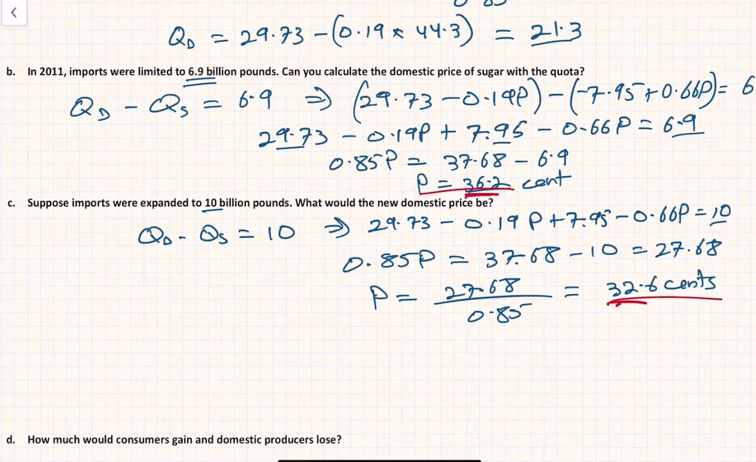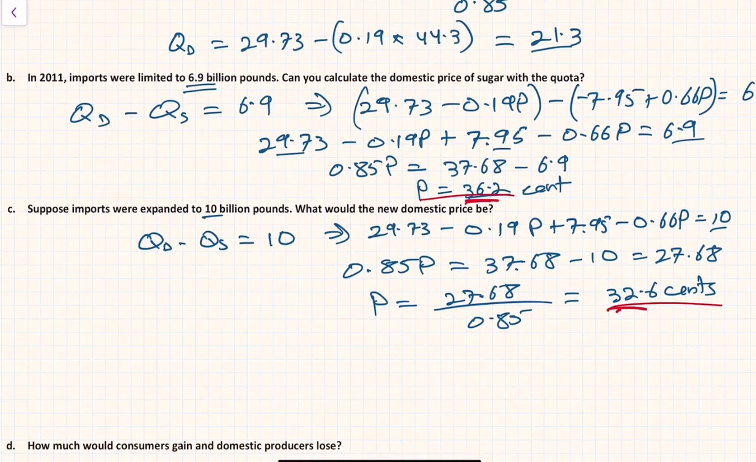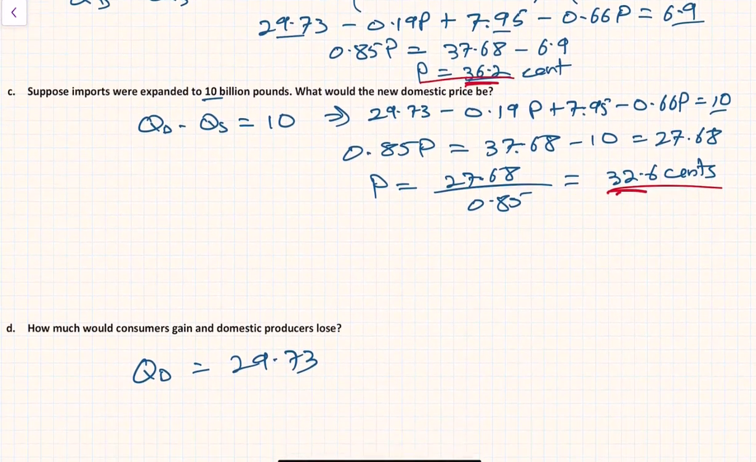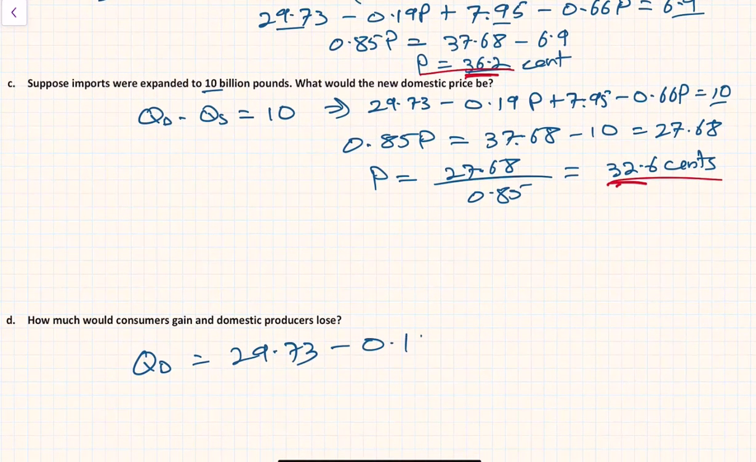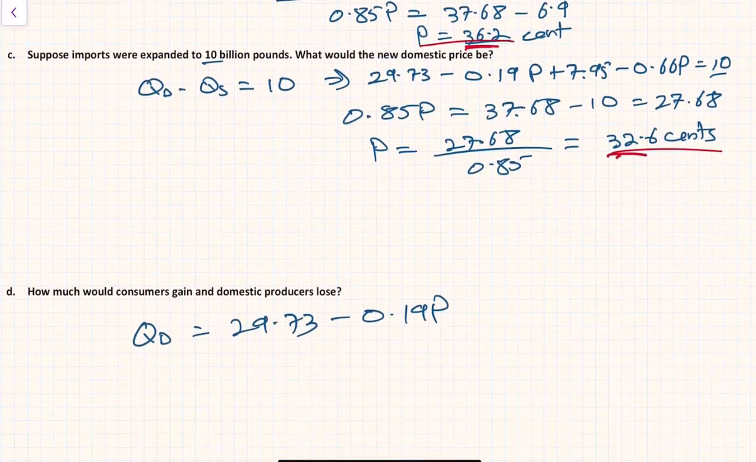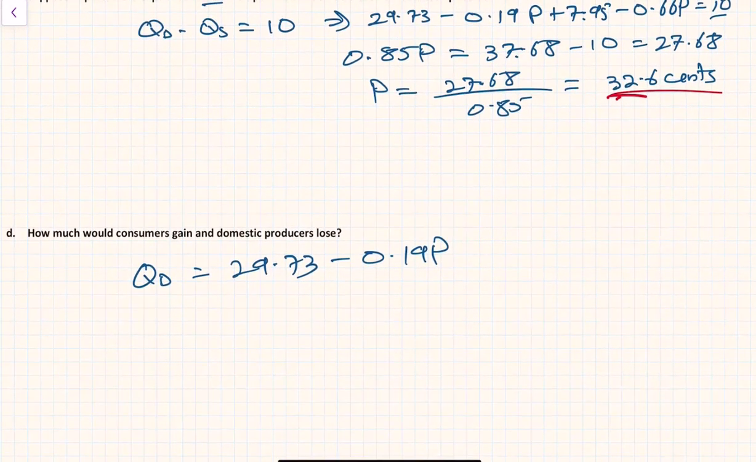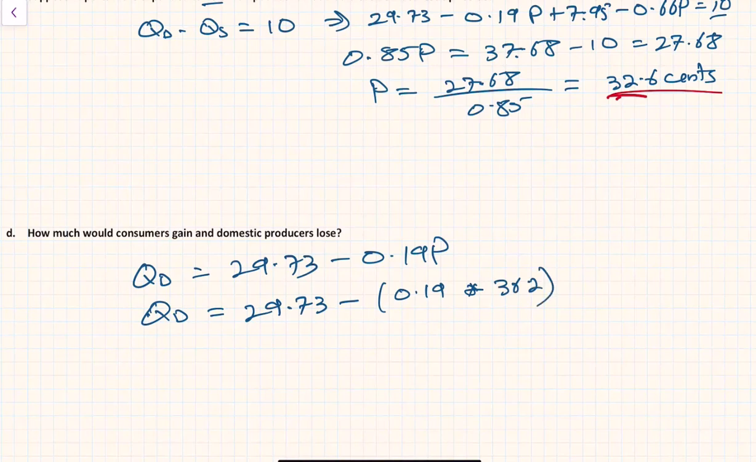And we've established that in the initial regime, the free trade or the domestic price of sugar was 36.2. We can plug this in. So we get QD equals 29.73 minus 0.19 times 36.2. And this will give us that our QD is 22.8.